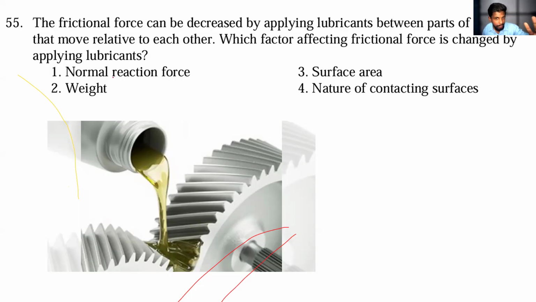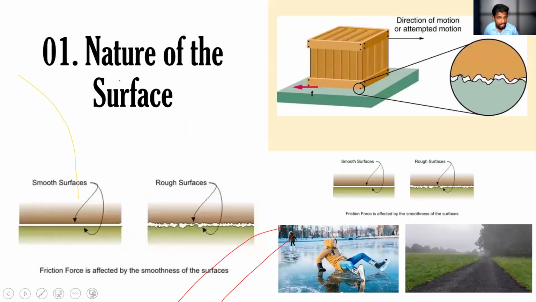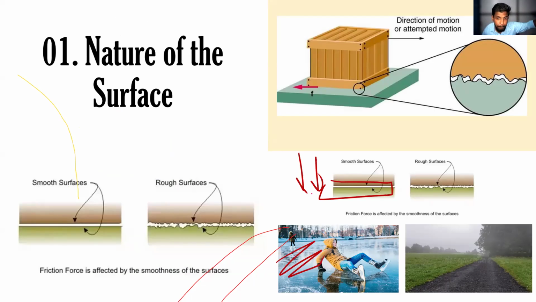Listen here. There are 3 factors affecting the frictional force. How many factors are there? For each and every factor we have a practical. Just try to get the idea. If the surfaces are smooth, the frictional force will be very, very low. We will easily slip down. If the surfaces are rough, now what will happen? The frictional force will be high.